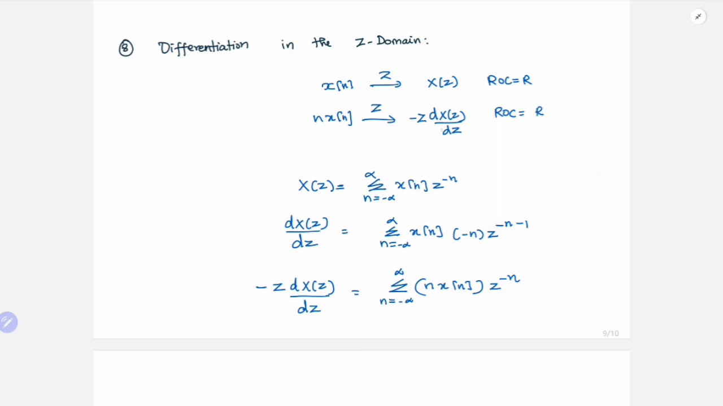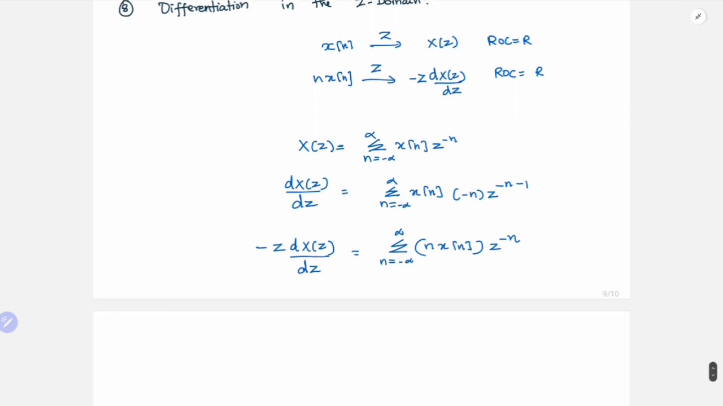Why? If you consider in the Z domain, taking differentiation will not remove a pole, correct? If you have 1 minus a Z inverse, and you take d by dz of this, you'll only get twice the amount of pole into something, right? The differentiation will never remove this pole. So your ROC is going to remain the same.